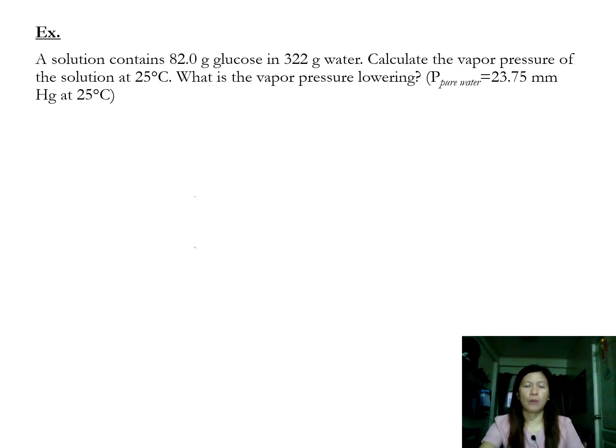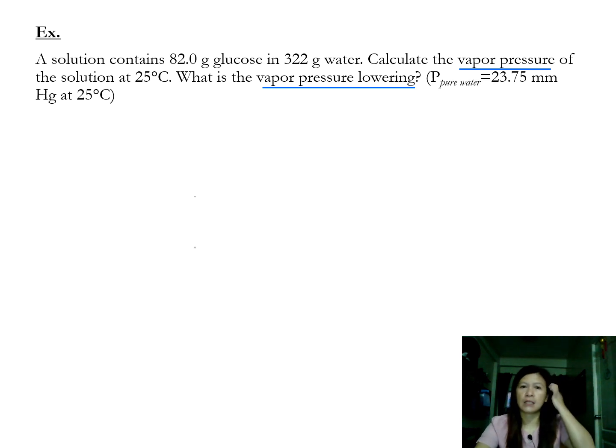Okay, let's have a sample problem. A solution contains 82 grams of glucose in 322 grams of water. Calculate the vapor pressure of the solution at 25 degrees Celsius. What's the vapor pressure lowering? Given here, we have the pure solvent, water. Its vapor pressure is given as 23.75 millimeters of mercury at 25 degrees Celsius. So we are looking for two things: one is the vapor pressure of the solution, or the vapor pressure of the solvent over the solution, and the other is the vapor pressure lowering.